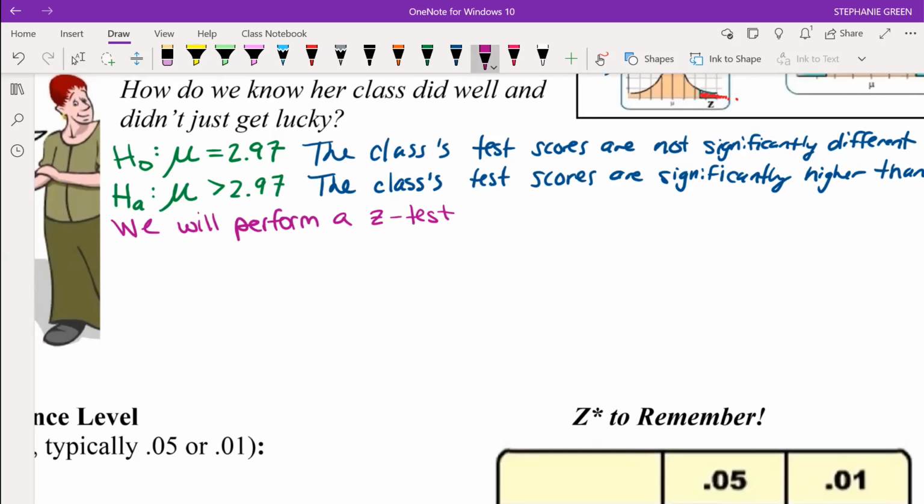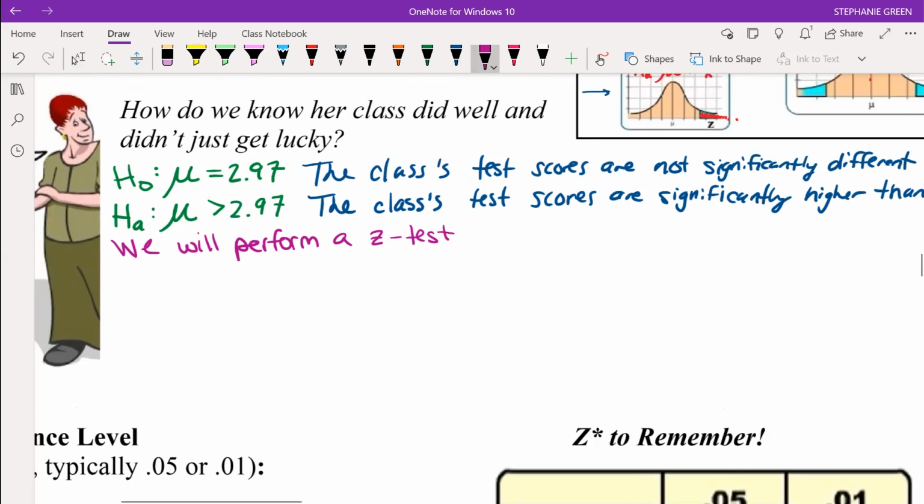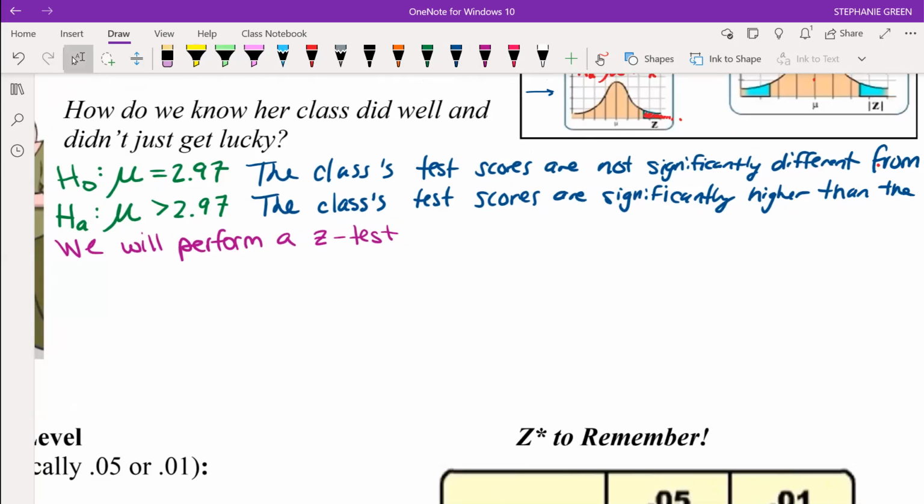And when I say that I'm going to perform a z-test, I also want to talk about what significance level I want to choose. We've talked about significance levels in the last section also. Our significance level is basically kind of like a margin of error in a way. It's how sure do we want to be. So our significance level could be 0.05 or 0.01 most of the time, meaning we are either 95% sure or we are 99% sure of our answer.